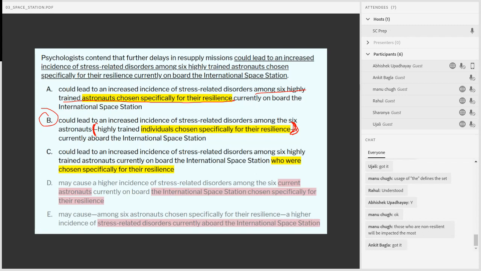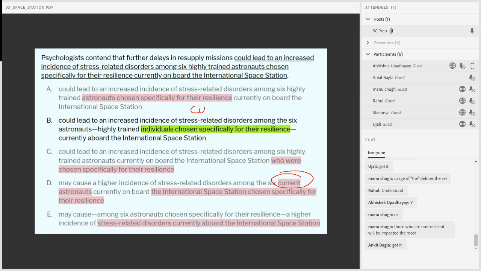Now, some of these options also have a slightly different type of error. This is current, option D, 6 current astronauts. Current means belonging to the present era.